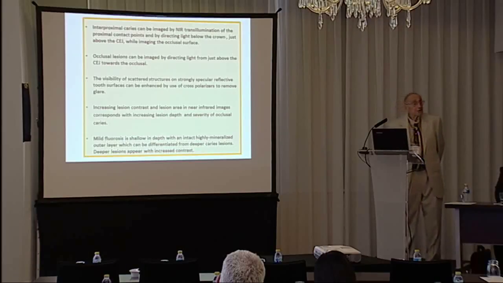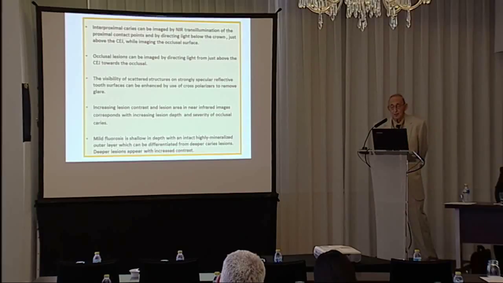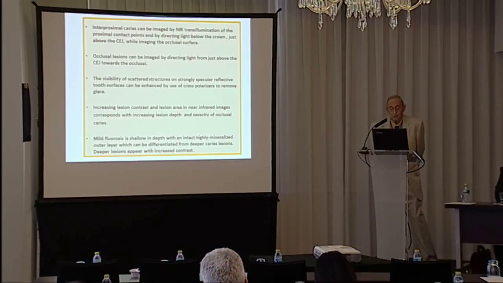The visibility of scattered structures on strongly specular reflective tooth surfaces can be enhanced by use of cross-polarizers to remove glare. Increasing lesion contrast and lesion area in the near-infrared images corresponds with increasing lesion depth and severity of occlusal caries. Mild fluorosis is shallow in depth with an intact, highly mineralized outer layer, which can be differentiated from deeper caries lesions. Deeper lesions appear with increased contrast.